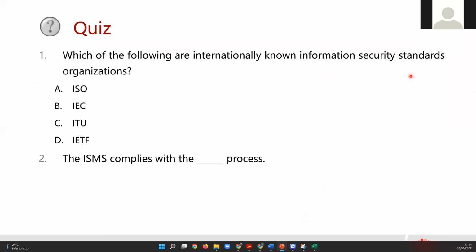I can see some are saying A, B. So the answer is A and B, right? ITU and IETF. The others were there, but they are not internationally known as information security standards organizations, though they work. I don't know if I can take you back to that slide, but you can check on it. I don't want to go back there because of time. So ISMS. I hope you've understood that.